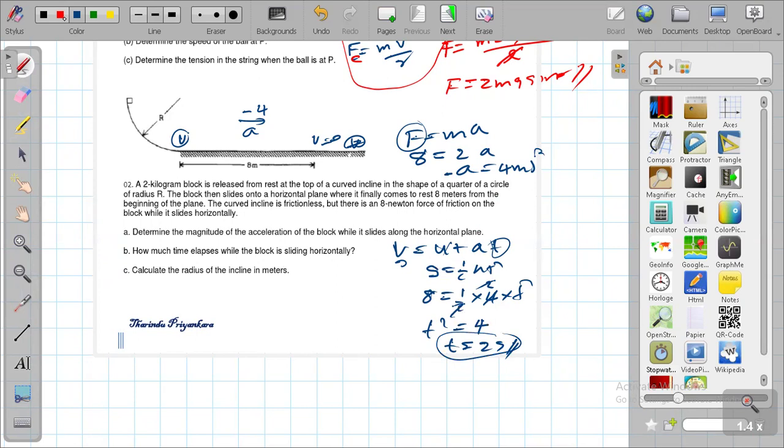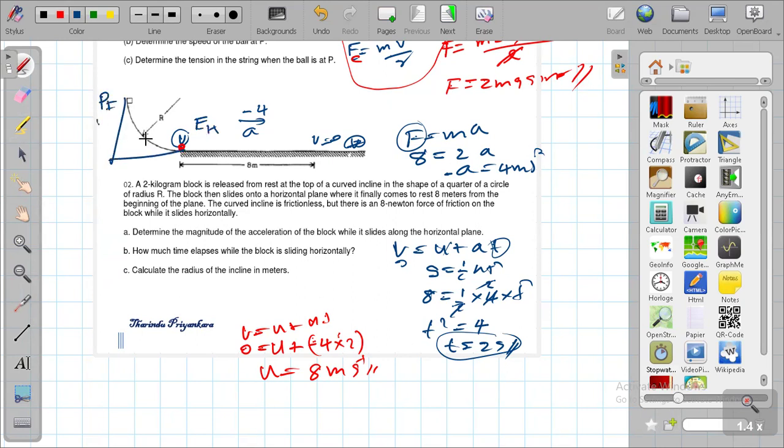You know that part. So using that one, you can find out the initial velocity at the beginning. How? V equals U plus AT. 0 is equal to U plus A, which is minus 4, times 2. U is equal to 8 m/s. We have to find out initial velocity because then you can find out the kinetic energy here. That should be equal to the potential energy here.